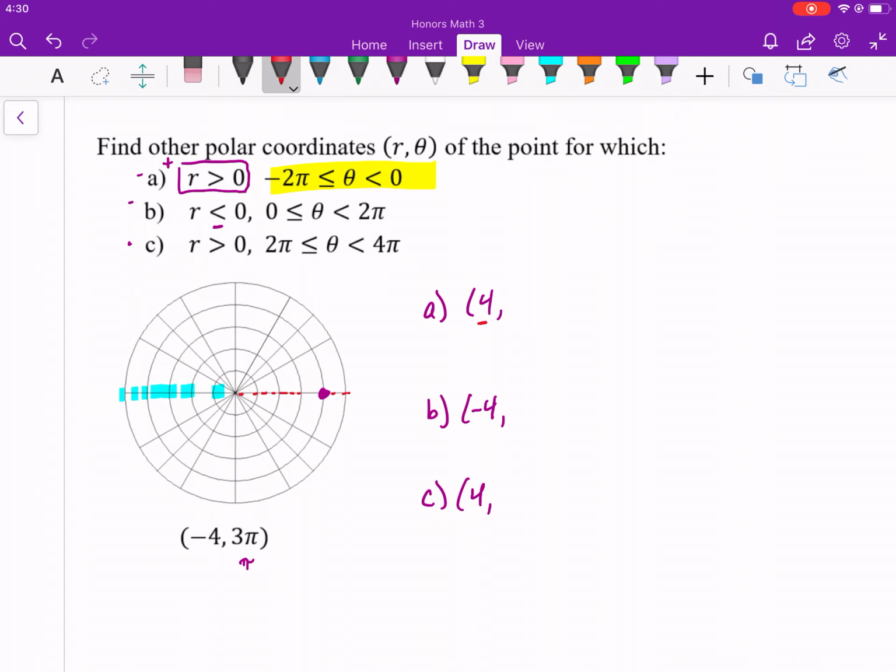Because that's where the point is. So we can't call this 0 because it's not included in our bounds right here. It's not included right there. But instead we'll call it negative 2 pi. And that's your answer.